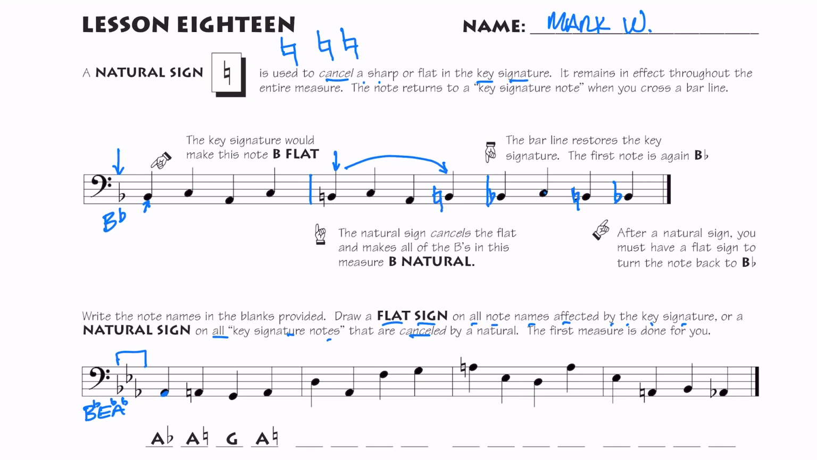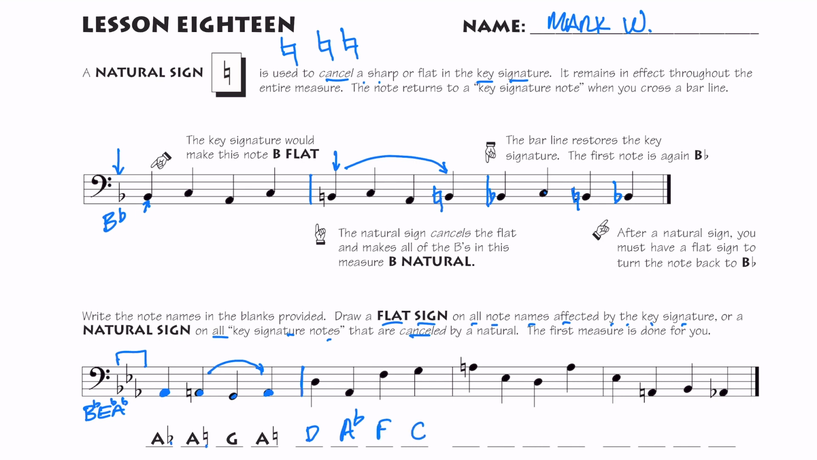All right, here's an A. Key signature makes that an A flat. My natural sign cancels that A, so this is an A natural, G, A. Since I had a natural sign here, it affects this note too, so that's an A natural. This is a D, not in the key signature, so regular D. Here's an A. Now, is it A natural or A flat? Remember, I crossed a bar line, so that key signature goes back into effect, A flat.